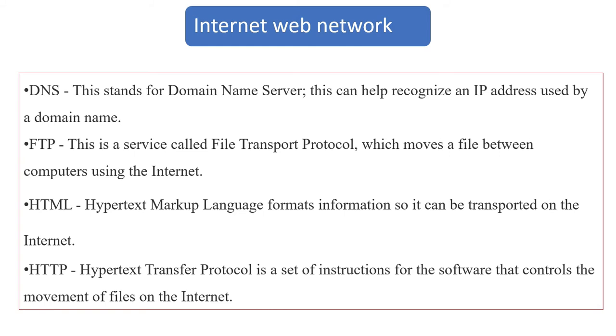We have DNS. First term, DNS is domain name system. This stands for domain name server or domain name system. Here it is written server, but sometimes it is also referred to as a system. This helps recognize the IP address used by a domain name. What does that mean? Let me explain a little further. We know that a computer understands the language of numbers only. Whenever we talk about machines, they understand the language of numbers. Like if we have to call someone, we have to dial the number, not his name.